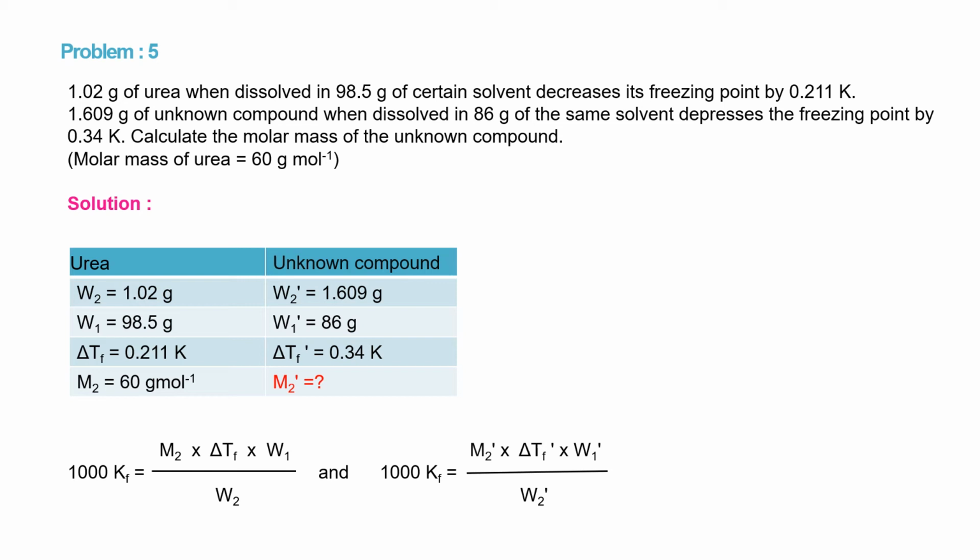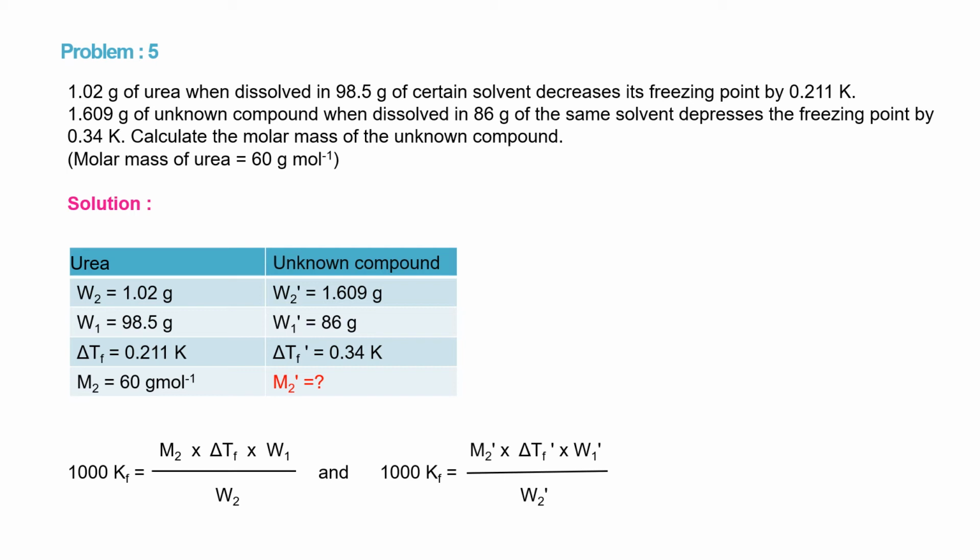Now 1.609 gram of an unknown compound is dissolved in 86 gram of the same solvent. It means when you add urea to a certain solvent, its freezing point decreases by 0.211 Kelvin. And when you add an unknown solute to the same solvent, its freezing point decreases by 0.34 Kelvin. So calculate the molar mass of the unknown compound.